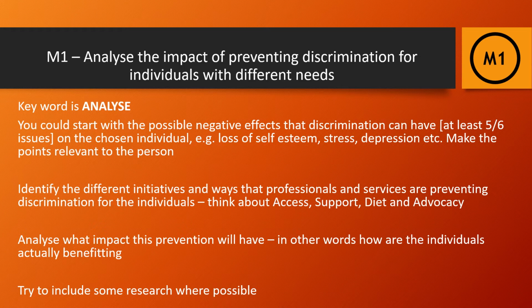Talk about what's been done to prevent discrimination. So think about access arrangements, support, diet, advocacy. And again, think about how beneficial that support will be. Is this support going to help them be less likely to experience discrimination? What benefit will come from it? Also think about, will it have a negative impact in some ways? Which is kind of bordering on evaluation, but what's been done, is it actually going to help them?